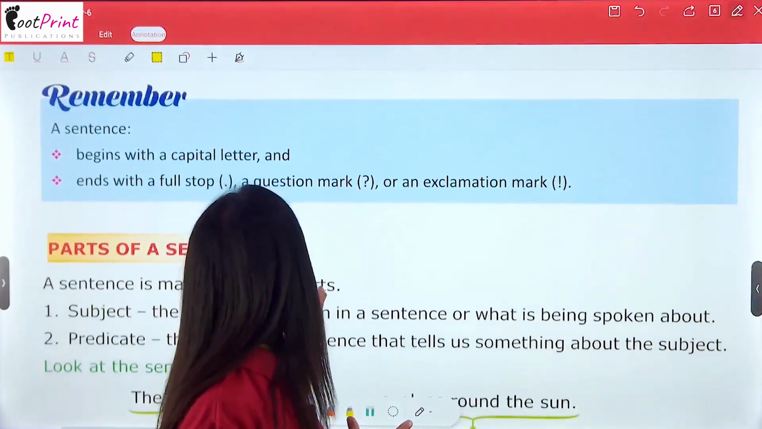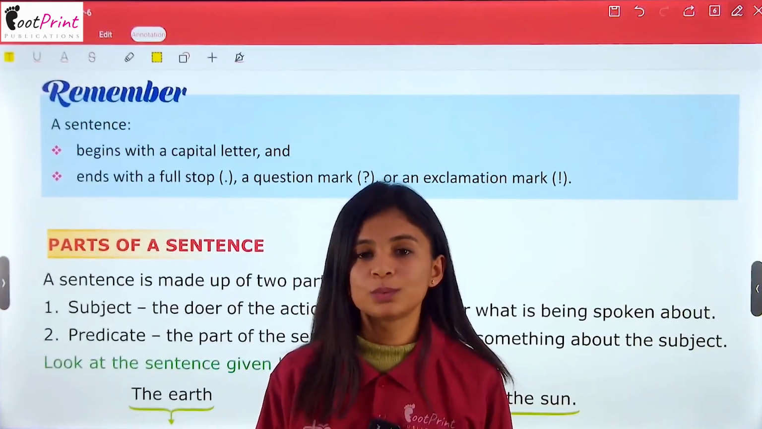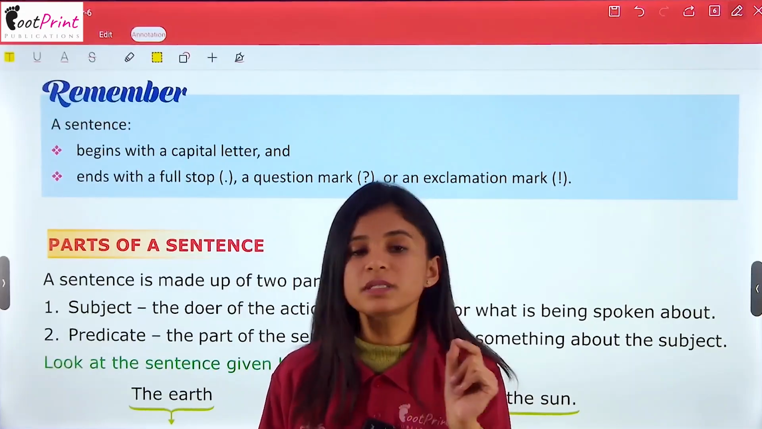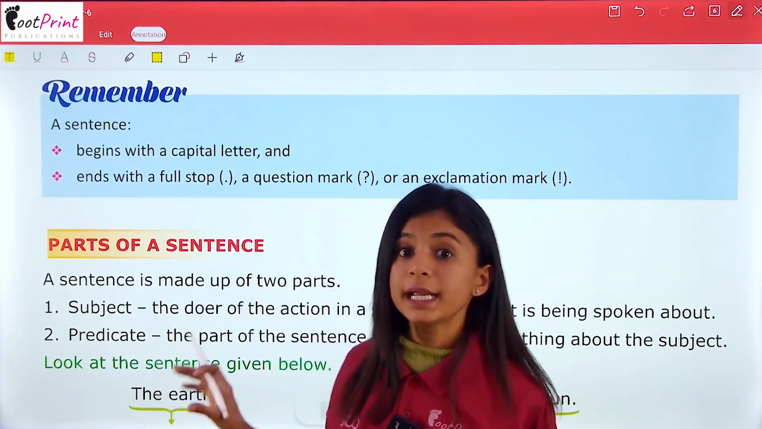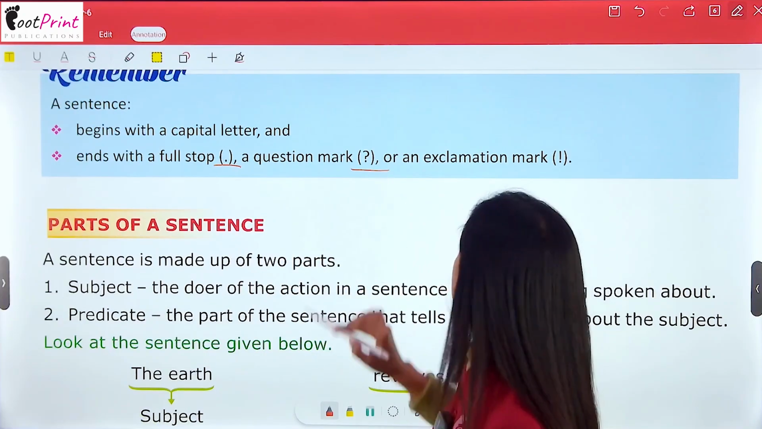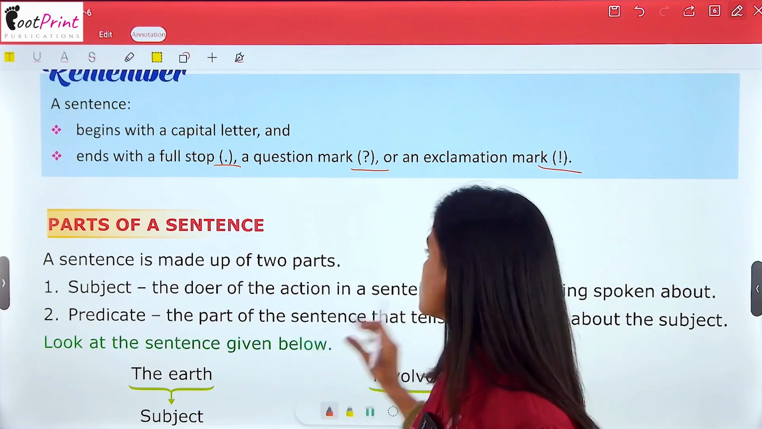Okay? So before writing a sentence or reading a sentence, you should always know that a sentence always starts with a capital letter. It should never start with a small letter. And it will always end either with a full stop, a question mark or an exclamation mark. Alright? Let us move on.